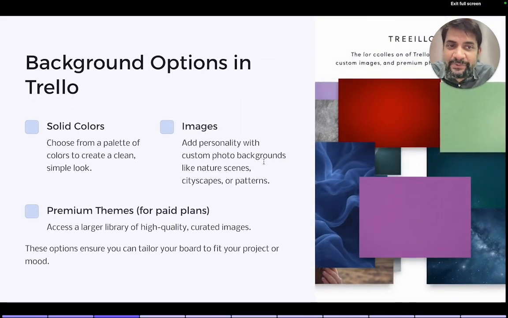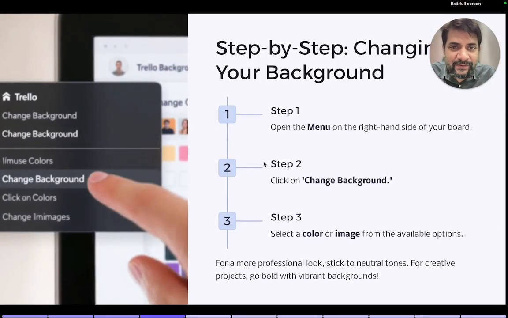So, what are the background options that you have in Trello? Solid colors, images, and some premium themes. Now, these options ensure you can tailor your board to fit your project or mood. We'll look at each of these options in a while. So, let's go through a step by step of changing your background.